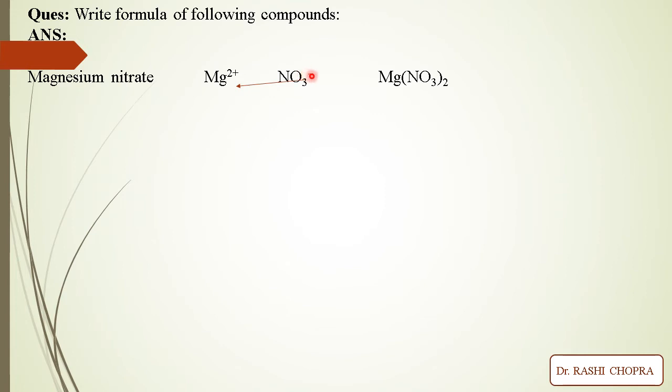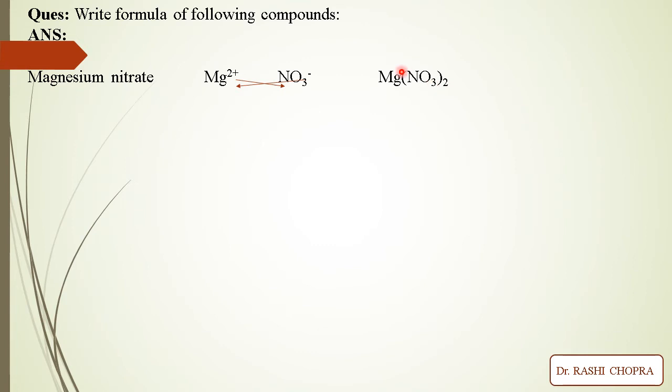So you need to exchange the numeric values. The magnesium's numeric charge value 2 will go under nitrate, and the minus 1 charge, that is the numeric value 1 of nitrate, will go under magnesium. So the formula becomes Mg(NO3)2. Why is it written like that? Because 1 is there by default. Please remember, we do not write 1. This is obvious, right? So you have just interchanged the numeric values of the charges on the cation and the anion, and you have written the formula.